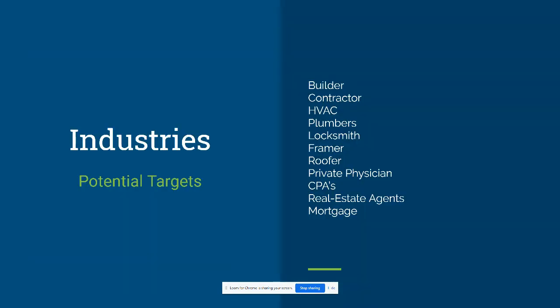So many of the industries that we target, right? These are the potential industries that fall into this 1099 and small business group, right? It's builders, contractors, HVAC repair, plumbers, locksmiths, framers, farmers even fall into it, right? Roofers, private physicians. That's a small business, right? A lot of physicians' offices have less than 10 employees. A lot of dentist offices have less than 10 employees. CPA firms, the same thing. There's many CPA firms, especially out here in the Phoenix area, that are just 3, 4, maybe 5 individuals, right?